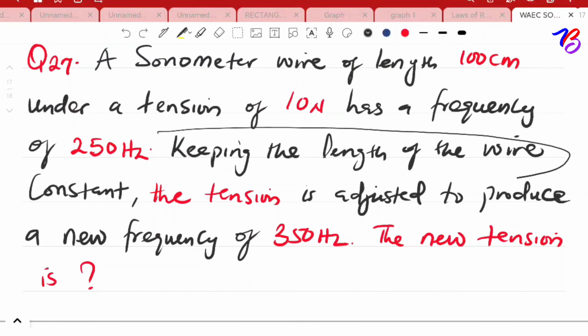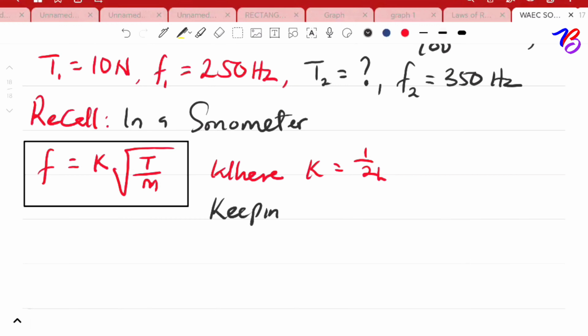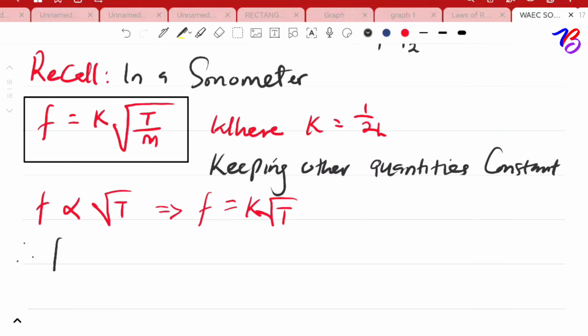Okay? Now let's look at the equation. Keeping the length of the wire constant. So the length of the wire is constant. Keeping other quantities constant, F is directly proportional, okay, to the square root of T. M is gone, K is gone. Is that clear? So, solving further, F is equal to K square root of T. Okay? But remember that we need to keep other quantities constant. So making K, our constant, the subject of the formula, it gives you F over square root of T. I hope this is clear.